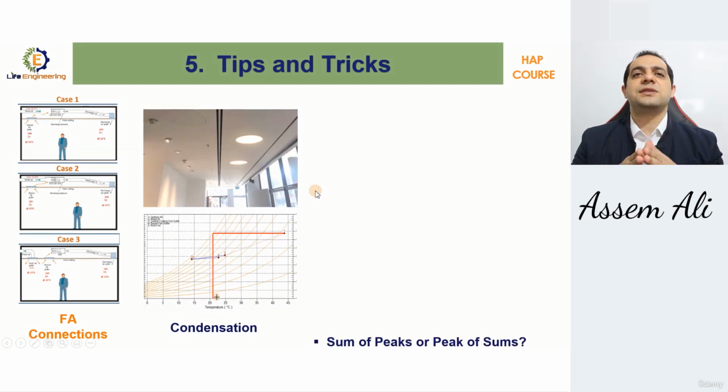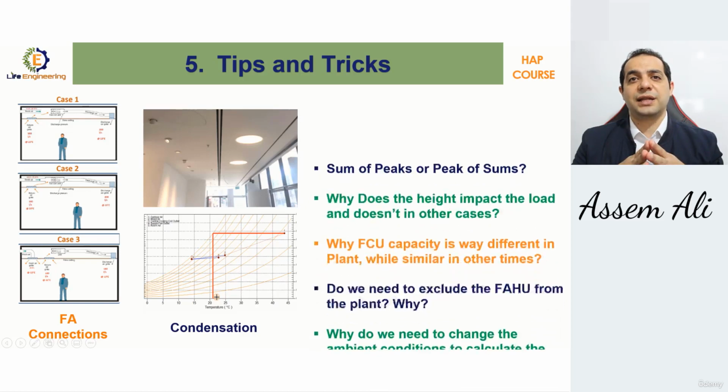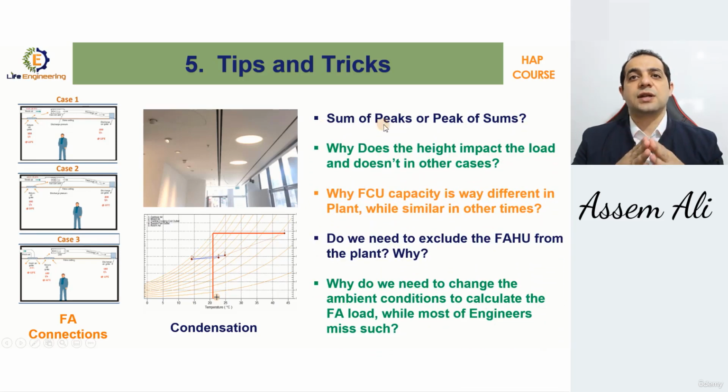One other example is related to the sizing of the chiller plant. Shall we consider sum of peaks or peak of summations? The meaning of each term and differences with examples are explained also in this course. Moreover, in this section you will find the answer to some other tricky questions, such as why fan coil unit capacity in the plant sometimes equals the ones in the system, while some other times is double the value.